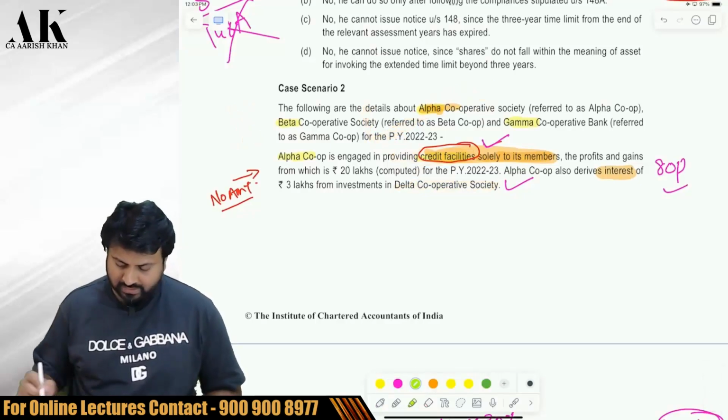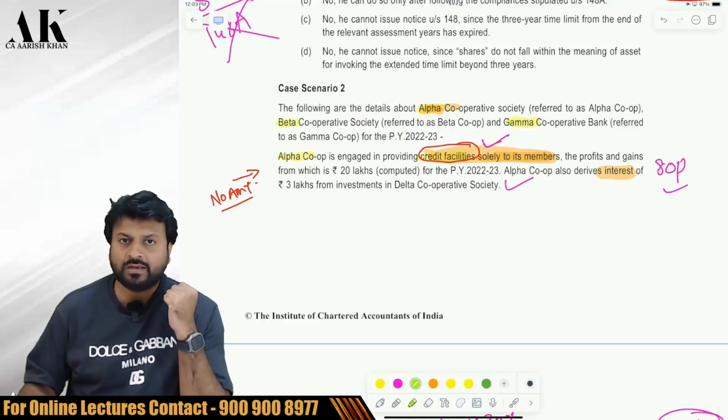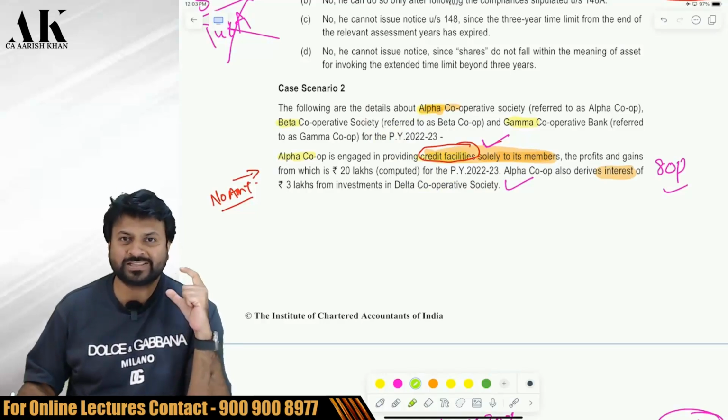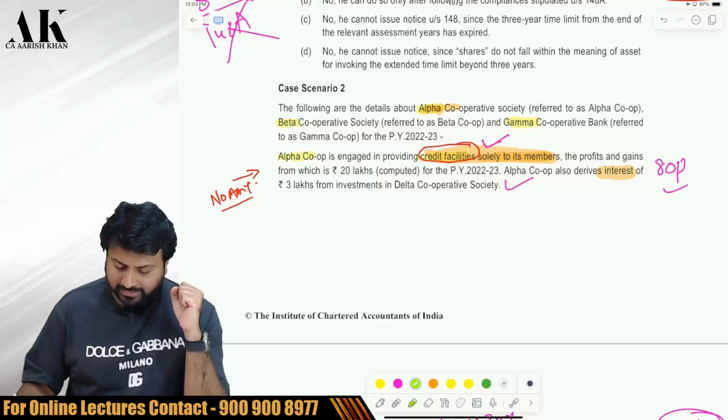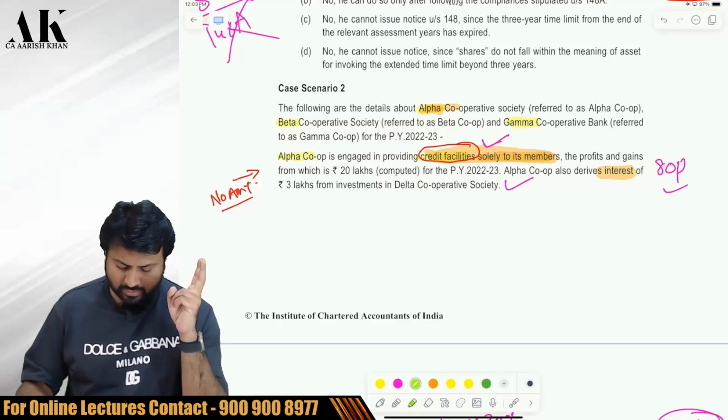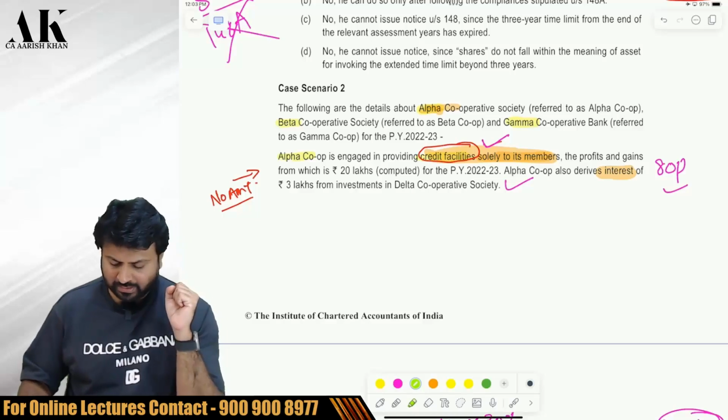And this is also a very unorthodox kind of question. Generally a topic which is of one page itself, not more than a page, on that, ICAI has made an entire case study of 10 marks. Let's see. The following are the details of Alpha Cooperative Society. There are 3 cooperative societies over here, Alpha, Beta and Gamma.